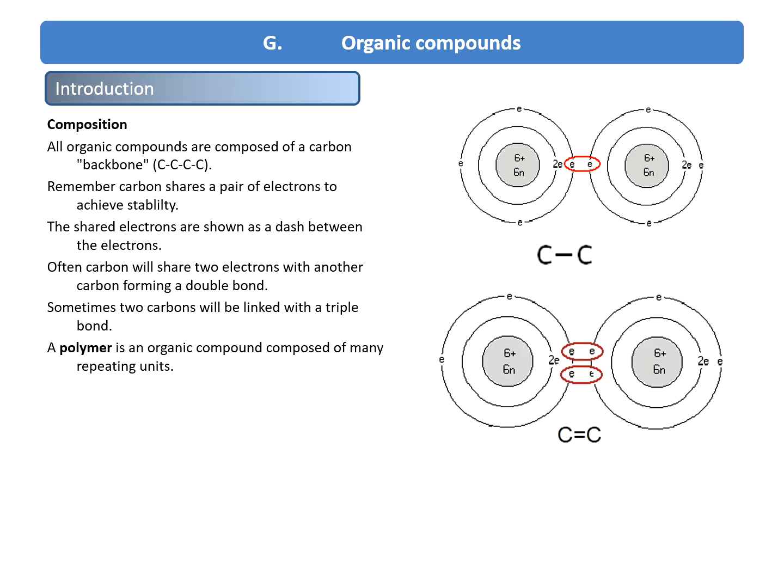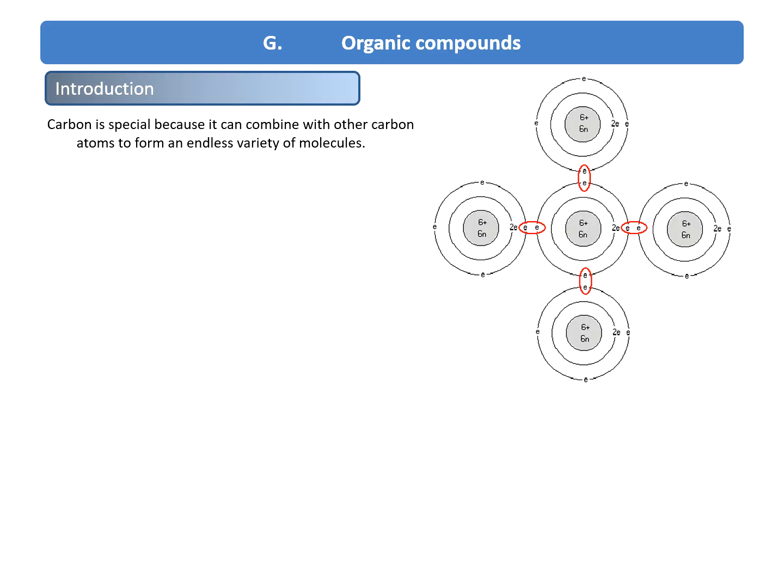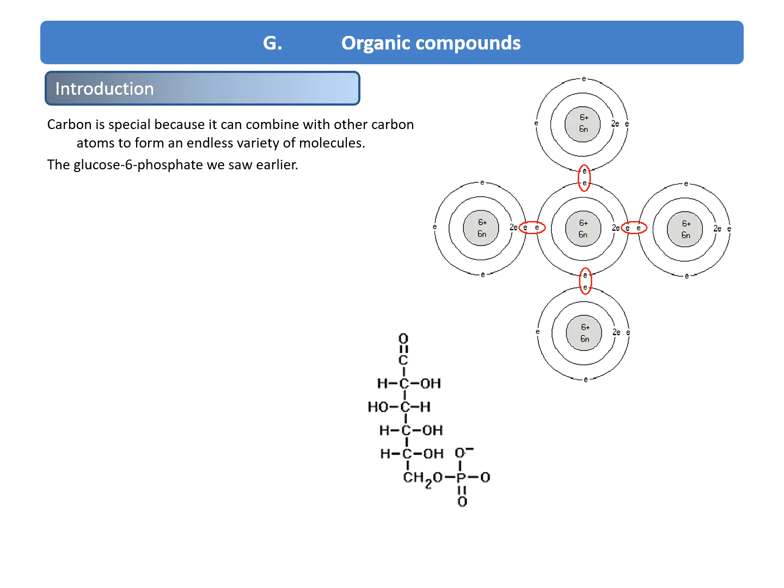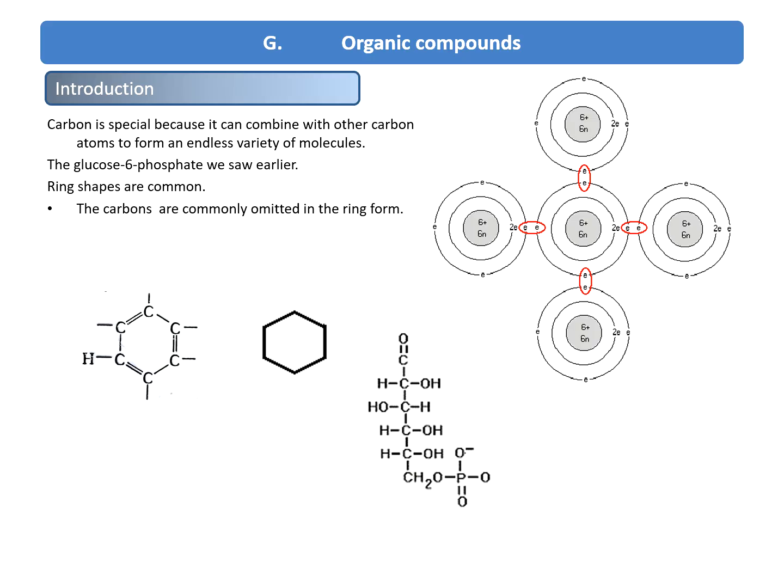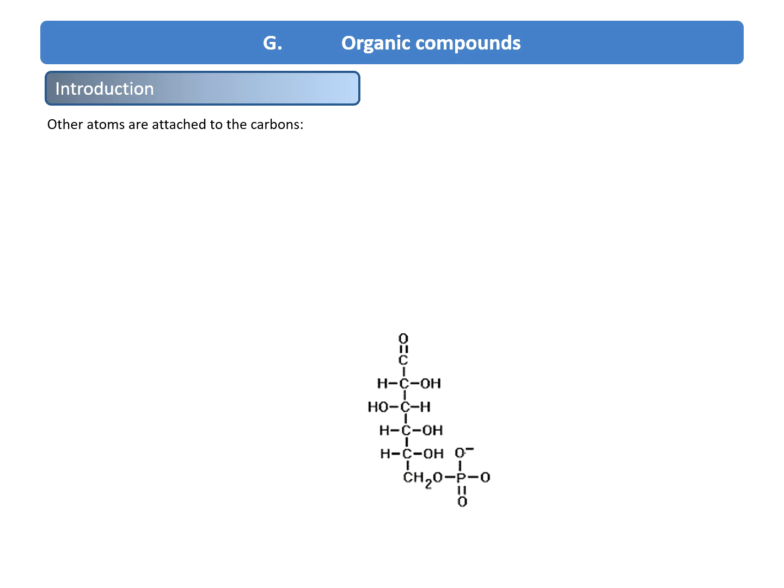A polymer is an organic compound composed of many repeating units. Carbon is special because it can combine with other carbon atoms to form an endless variety of molecules. Glucose 6-phosphate we saw earlier is an example. Very often, ring shapes are common. The carbons are commonly omitted in the ring form, but it's understood that a carbon is present at each angle of the ring. Other atoms are attached to the carbons.